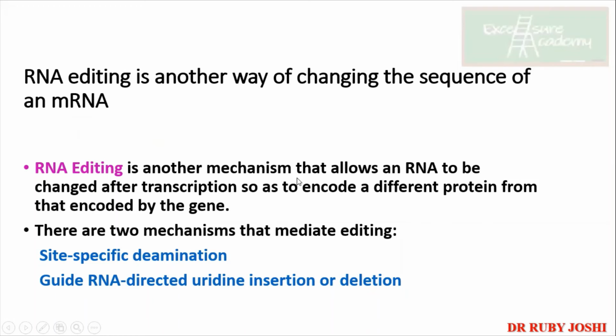It is another mechanism that allows RNA to be changed after transcription to encode a different protein than the one encoded by the gene. There are two methods: site-specific deamination, and guide RNA directed uridine insertion or deletion. In site-specific deamination, as I mentioned, CAA becomes UAA, so a stop codon appears and it is going to code something else. Now the guide RNA, or gRNA, directs the insertion or deletion of the uridine. So the U, the uracil group, will either be inserted or deleted.